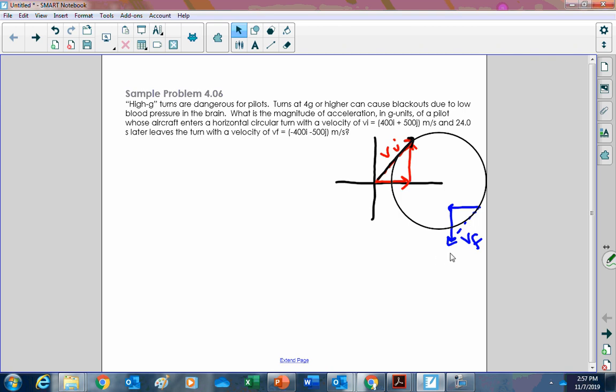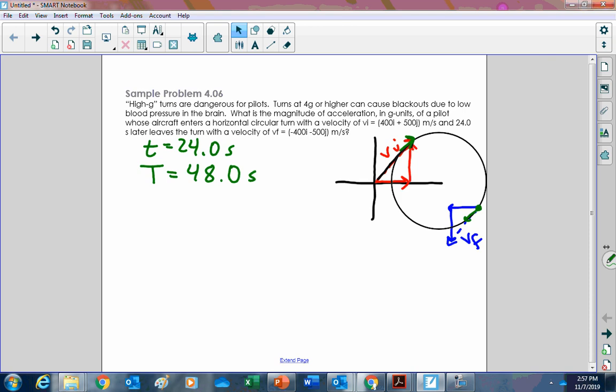So what's really happening here is the plane's only doing half of a circle because it's entering the turn right then and leaving the turn right across here. So when it tells us that the time is 24 seconds, we have to know enough or draw this in order to figure out that a full circle would take 48 seconds, which we call the period, okay?